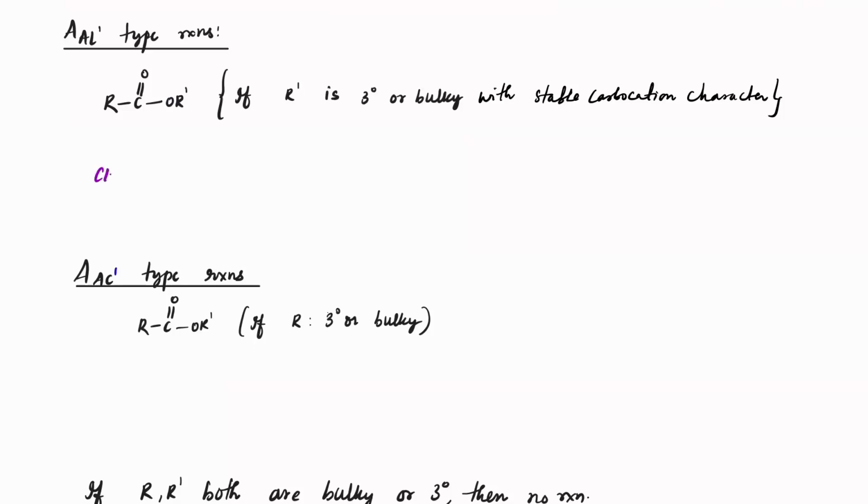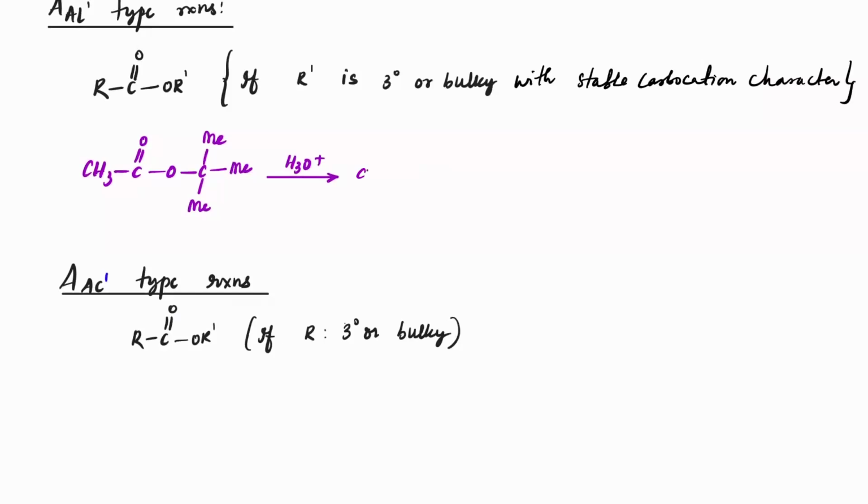For example, if you have CH3, C double bond O, and this is connected with 3 methyl groups here, like this. In such a case, if you hydrolyze it, then what do we get? We will get CH3, COOH. Imagine this is 18. So that 18 will be retained here. And the second product you will get is alcohol. So the mechanism type here is acid catalyzed alkyl cleavage with a unimolecular reaction.